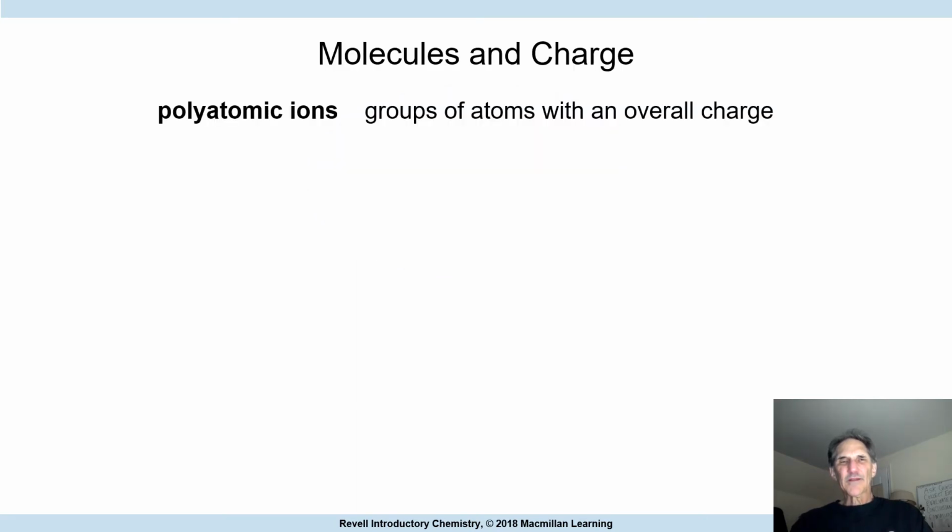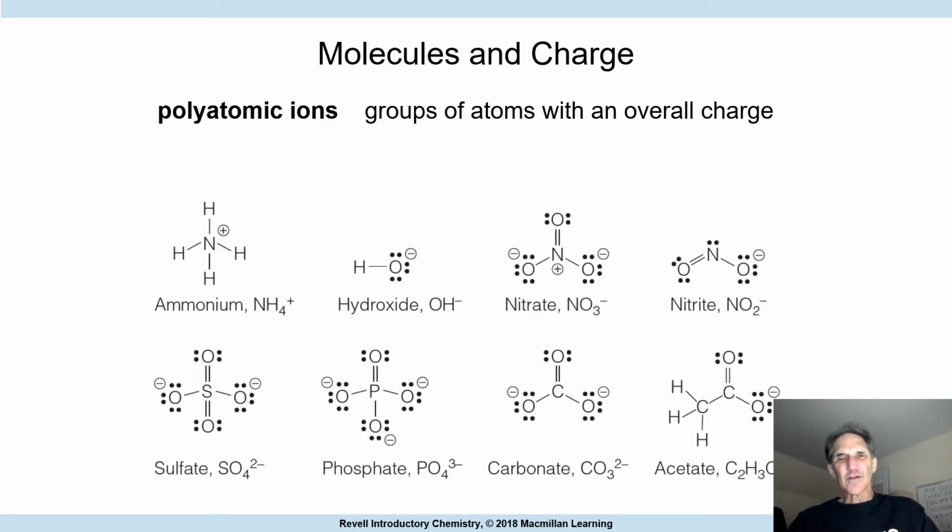Polyatomics, we should recall, we had lists of them, and you just need to really recognize when a polyatomic is present. But now we can go one step further and understand why a polyatomic has its charge. We'll look at some examples of polyatomics and how they got their charge. You remember polyatomic means multiple atoms and they're ions. So it's a particular case.